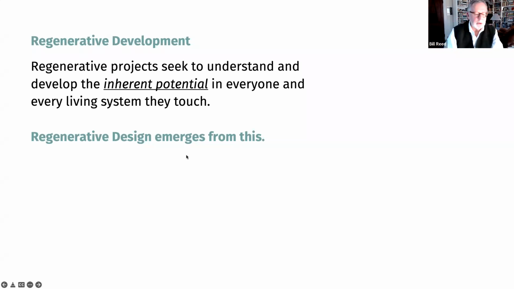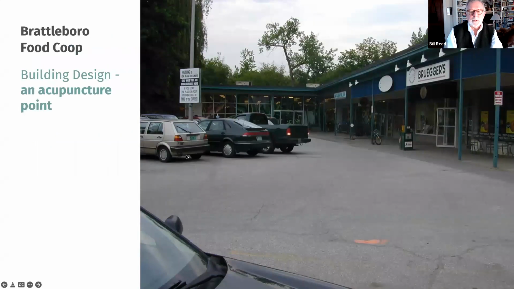So some quick examples of this. This is an old project of ours, but it's a very elegantly simple one. It's a food co-op, a grocery store in Brattleboro, Vermont. And they wanted to do a LEED gold grocery store. We asked them if they actually wanted to do LEED or they wanted to do sustainability, because there's a difference. And they gave a great answer. They said they wanted to do both.